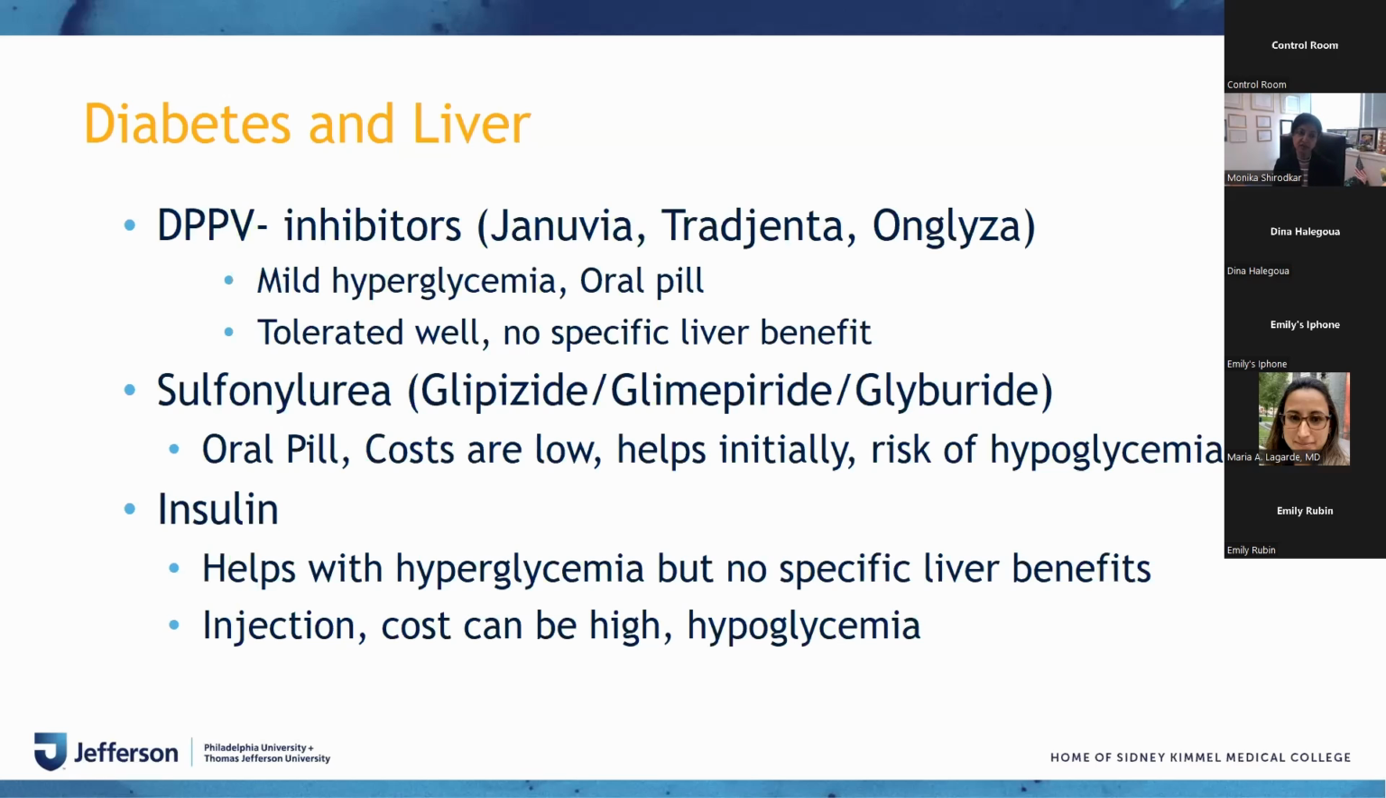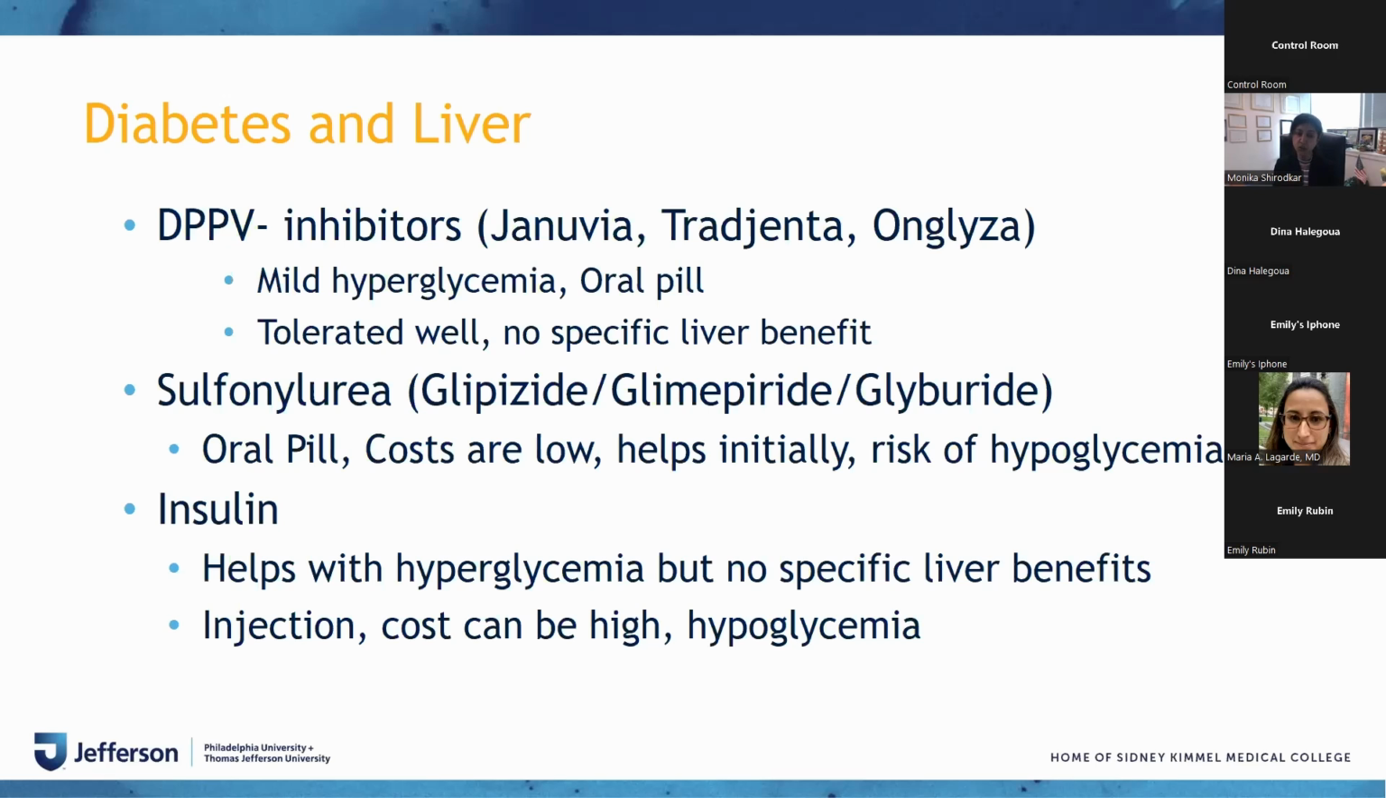And the older agents, the sulfonylureas, once again, it's a common drug that many of our patients are on, generic. It's a pill, it's once a day. These are good when you're initially diagnosed with diabetes, but once you've had diabetes for a long time, their efficacy wanes, so they're not that useful. And then their biggest risk is hypoglycemia because they stimulate the pancreas to release insulin.